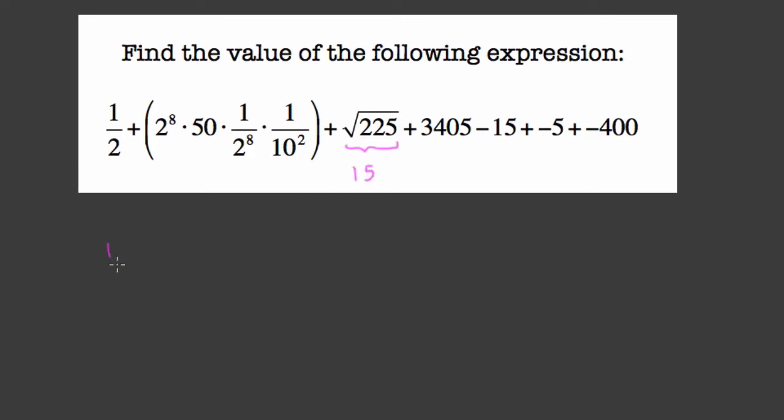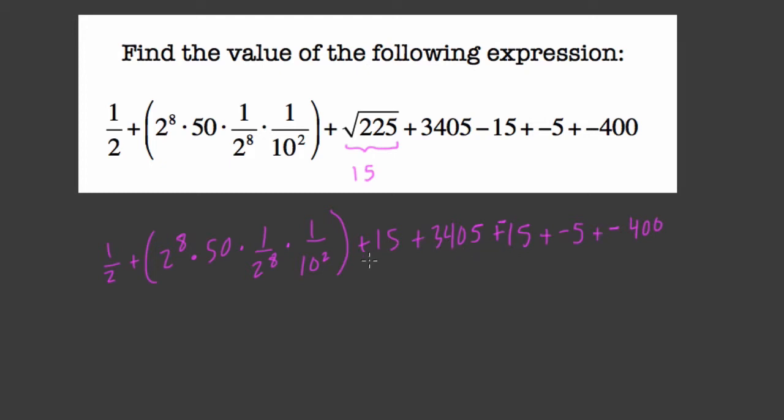So if I rewrite this whole problem, 1/2 plus, parentheses, 2 to the 8th times 50 times 1 over 2 to the 8th times 1 over 10 squared, and then I add 15, you might see that this is a really nice problem, or it's starting to shape up to be really simple, because we can commute 15 and negative 15, pair them up, add them, and get 0. Right? When we add opposites, we get 0. And the reason we can commute whenever you're adding, you can move numbers around, is because instead of thinking of negative 15 as minus 15, think of it as adding negative 15.